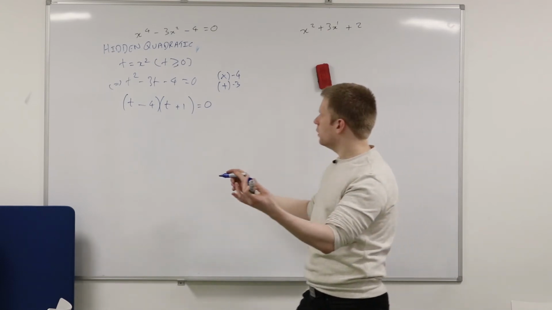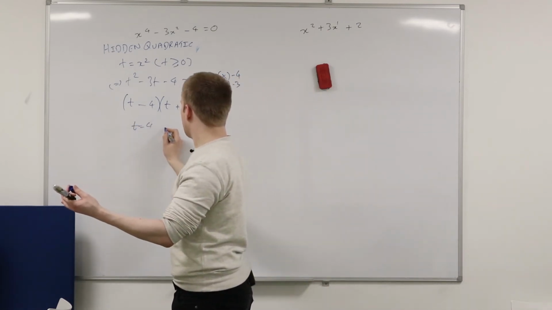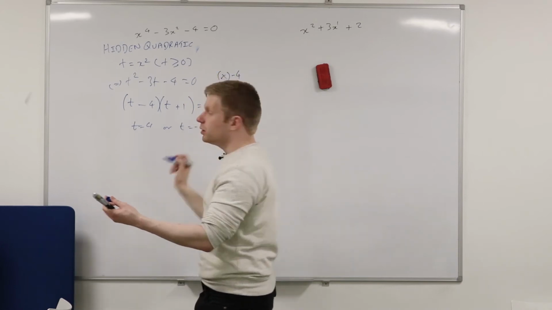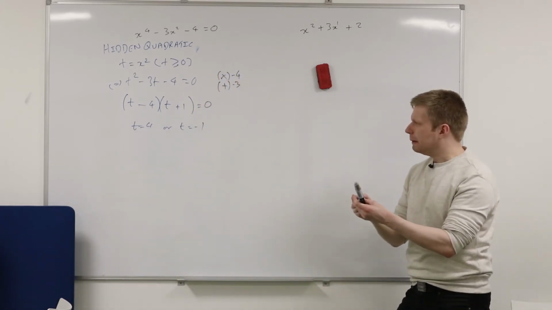T is equal to 4. Yep. Or t is equal to negative 1. Good. Well done. Make sure you put the "or" there, right? Because it can't be equal to both.